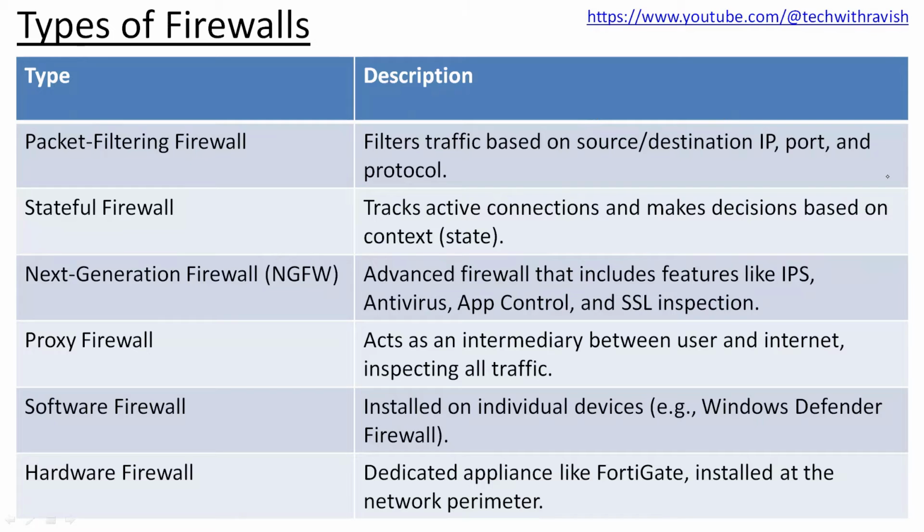Now let's talk about the types of firewall. How many types of firewall do we have? The first one is the packet filtering firewall, a firewall that filters the traffic on the basis of source and destination IP, port number, and protocol. If you remember, we already uploaded the video on the access control list. The access control list also does the same work as packet filtering.